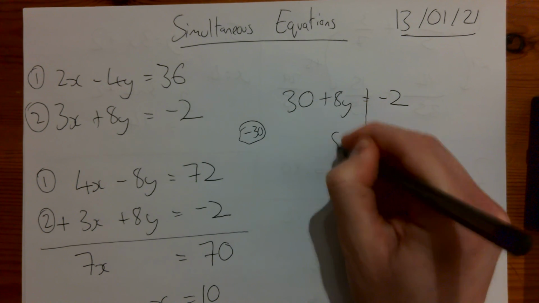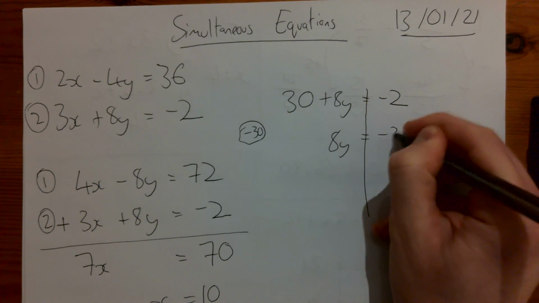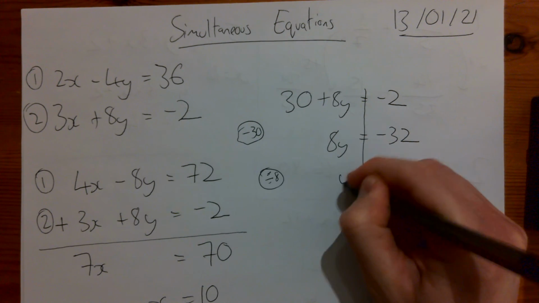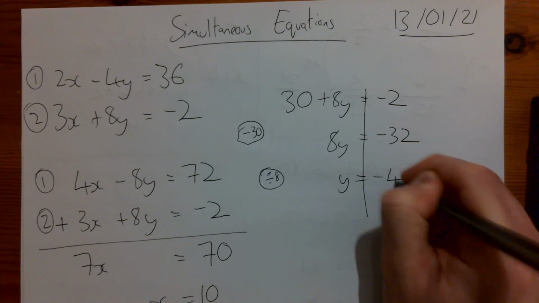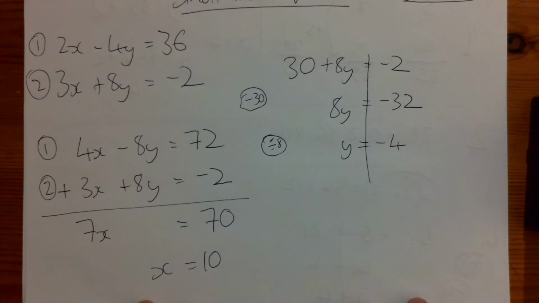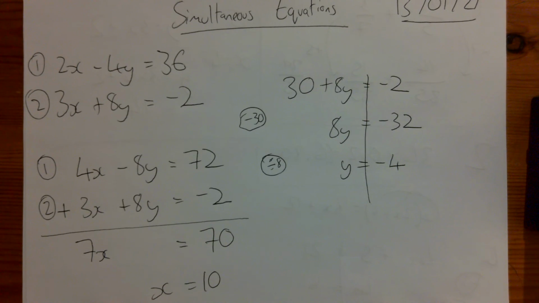Cancel out the 30, and then cancel out the 8 to make it y equals minus 4. So my final solutions are x equals 10 and y equals minus 4. Oh, I've just realised I missed that little bit off the bottom. There we go. I hope that's alright.